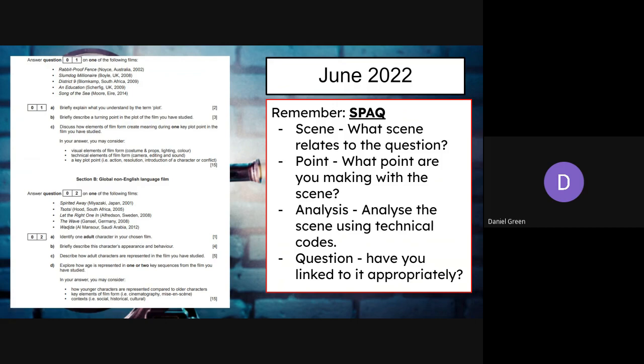So, adult characters for Spirited Away: there's a variety you could choose from. I'd again go for Chihiro's dad. It's just a very easy one to go for. Appearance and behaviour, once again: how adult characters are represented in the film you've studied. There's a little bit of crossover here.